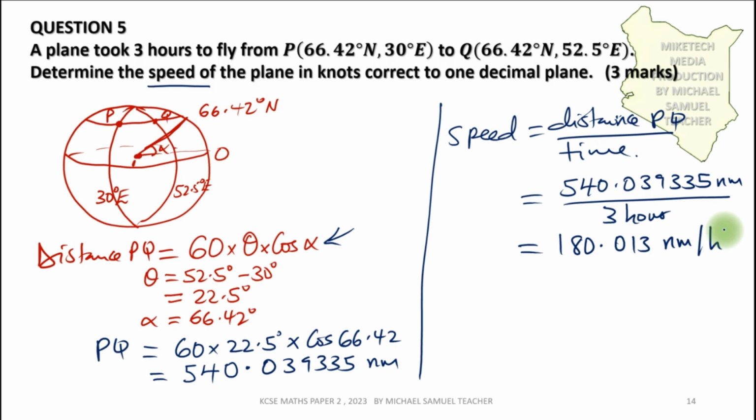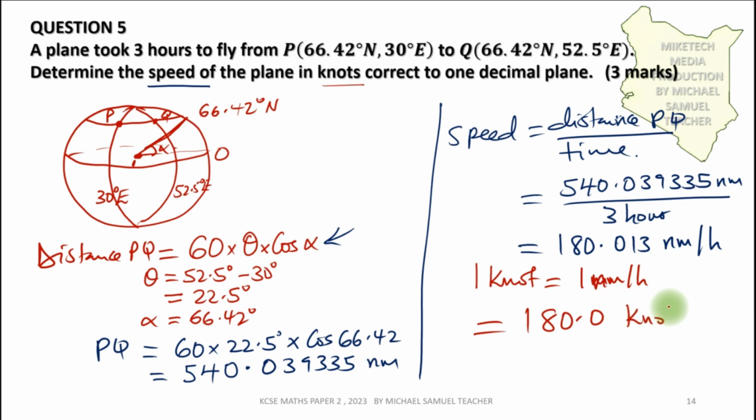But the question requires us to give it in knots. So remember, it's a unit for speed, and 1 knot is equal to 1 nautical mile per hour. Therefore, the answer in knots is actually divided by 1, so we get 180.0 knots. So that is the speed of the plane.